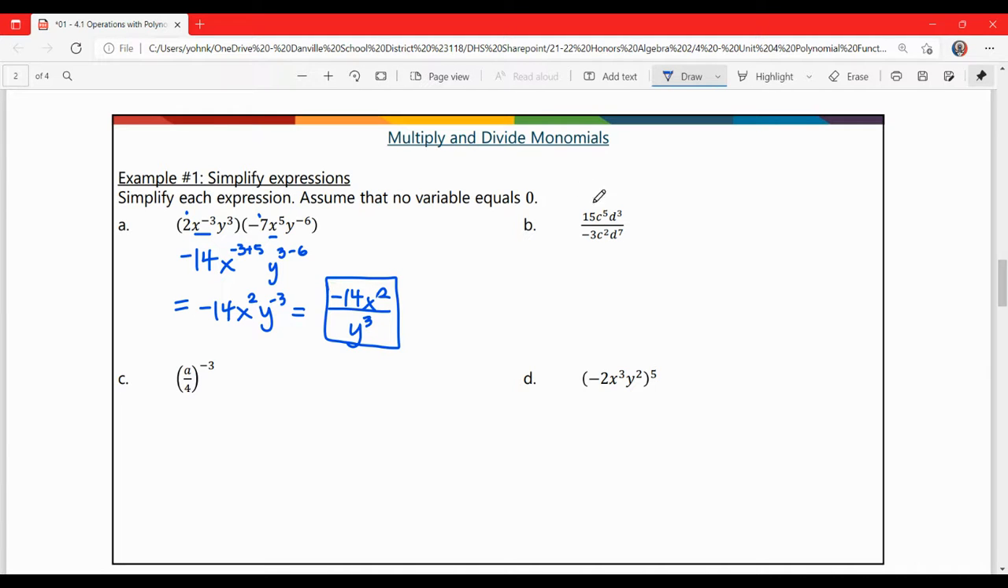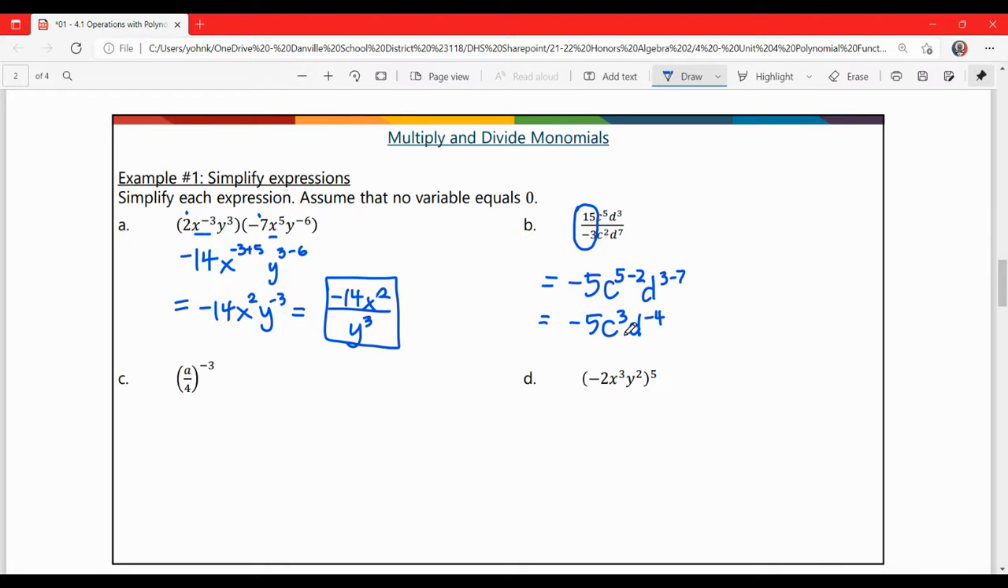Okay, letter B, notice I have numbers, c's and d's. So first I'm going to do the numbers. If I just look at 15 over -3, 15 divided by -3 is -5. Then I'm going to look at my c's. Since I have a c on the top and a c on the bottom, I subtract their exponents, 5 minus 2. And then I have d's on the top and d's on the bottom, so I do d to the 3 minus 7. Always the top minus the bottom. This gives me -5, c to the 3rd, d to the -4th.